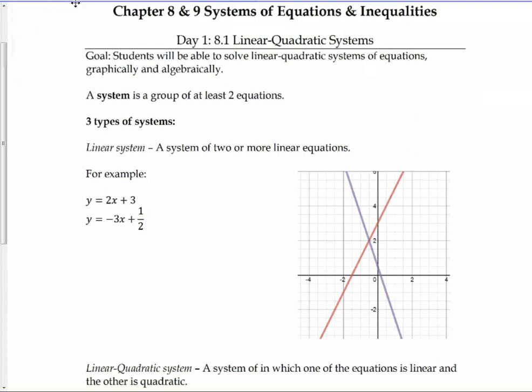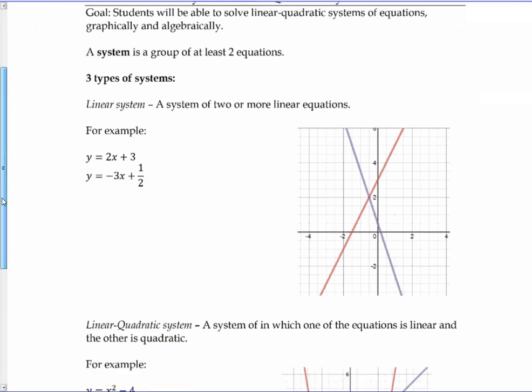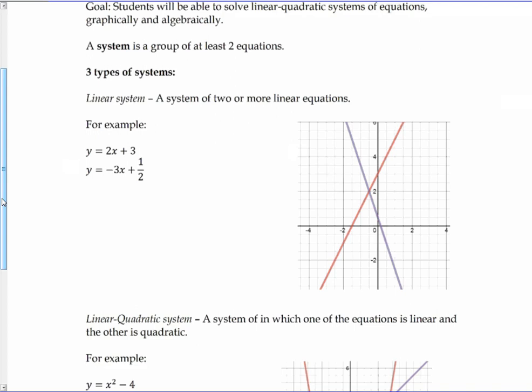What's a system? A system is a group of at least two equations. And these two equations usually have at least two variables. Usually. Yeah, it does actually. A system of at least two equations with at least two variables. Your one equation could have only one variable, as long as within the system you see two variables. So here's an example of a linear system.